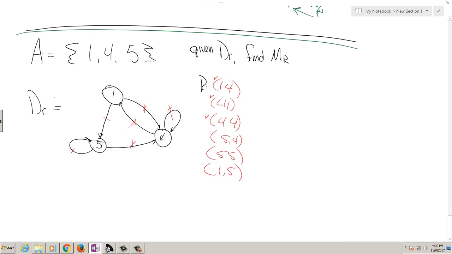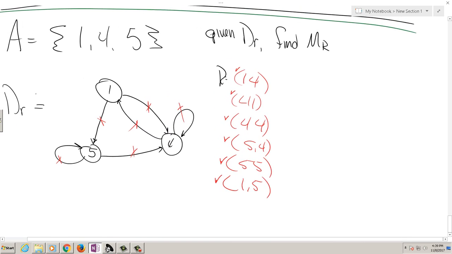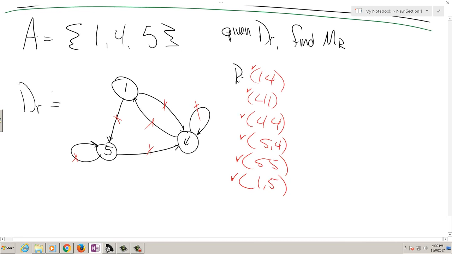This one is 5 to 4, 5 to 5, and 1 to 5. So now, do I have all of the arrows? It looks like I've accounted for all of the arrows. The next question is, I have the right ones, I've double checked it.